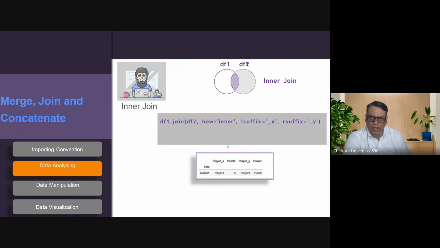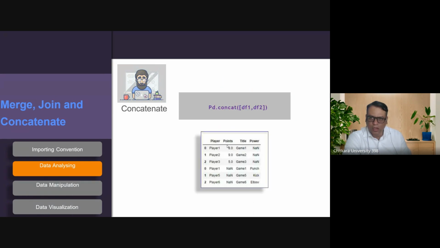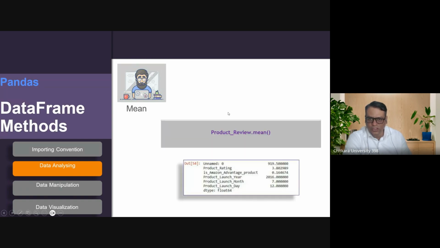Similarly, right here, inner join, left join, right join, outer join, and then we have used the concatenate function. It is a very important function whenever you want to combine different values. So you have to use this particular function.